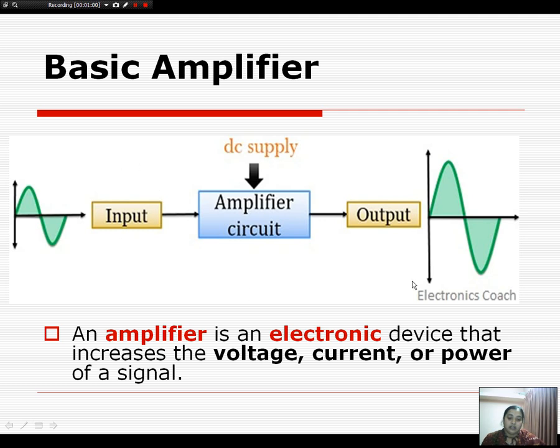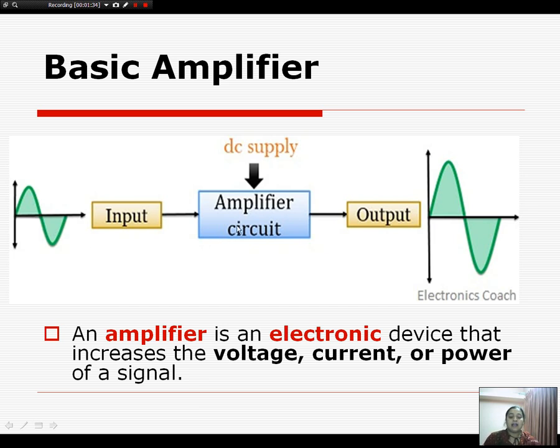From the diagram, we can see that it has an input, an output and a DC power supply. This DC power supply is provided externally. Now we can observe the difference between input and output signal. We can see that the amplitude of output signal is increased as compared to input signal. So this is what an amplifier does.